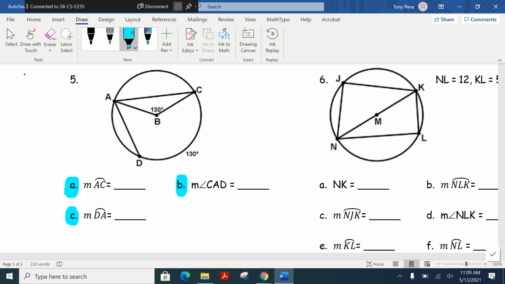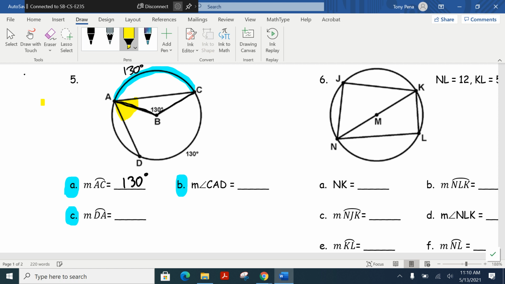Letter A, I want the arc of AC. All right, and what do we got here? Ellie, what do you think? Good, 130 degrees. That arc is created by this angle right here. It's a central angle. The angle and the arc are the same degree measure if it's a central angle. So that's 130. Then I ask you to find angle CAD. So here is angle CAD. It's this big yellow angle from C to A to D.